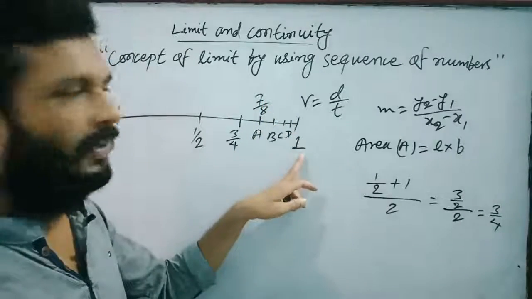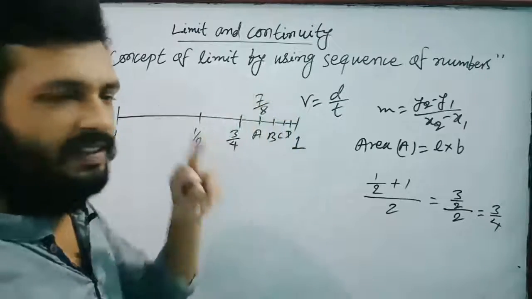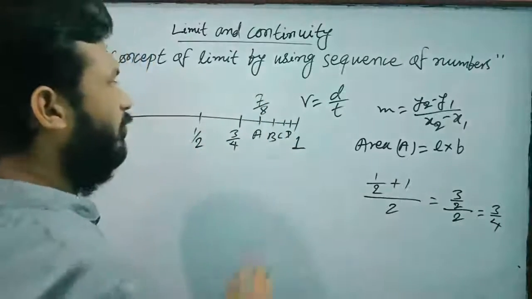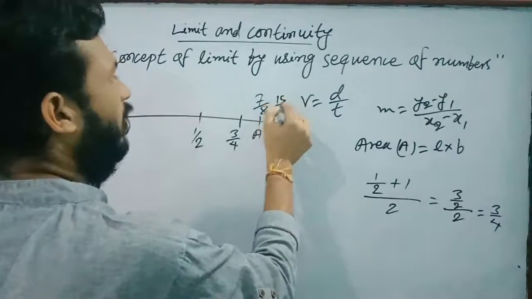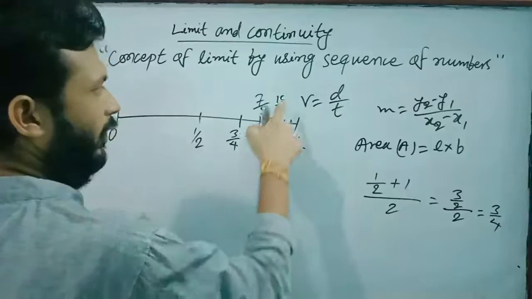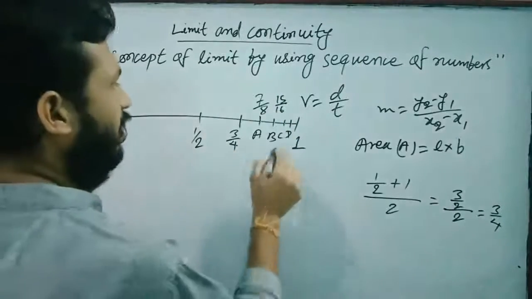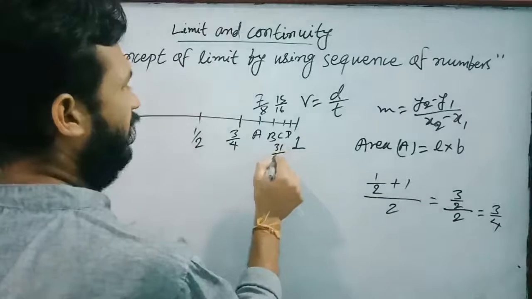7/8 plus 1 divide 2. So 8 on the 8 plus 7, 15. Yes. 15 upon 16. Then C, what is the value of C? So 16 on the 16 plus 15, 31. 31 divide 32.